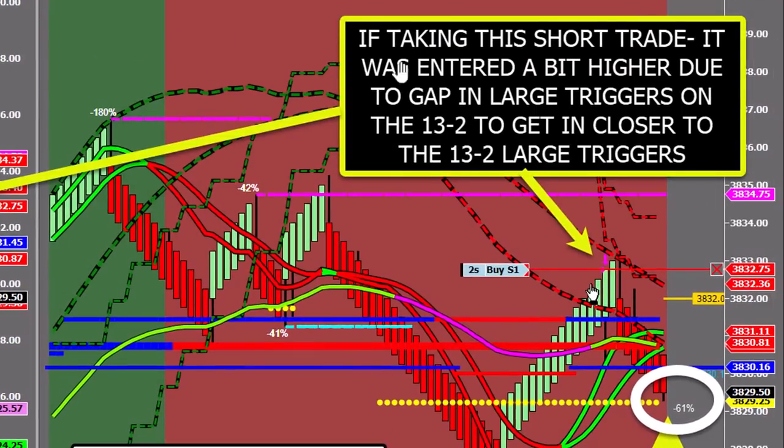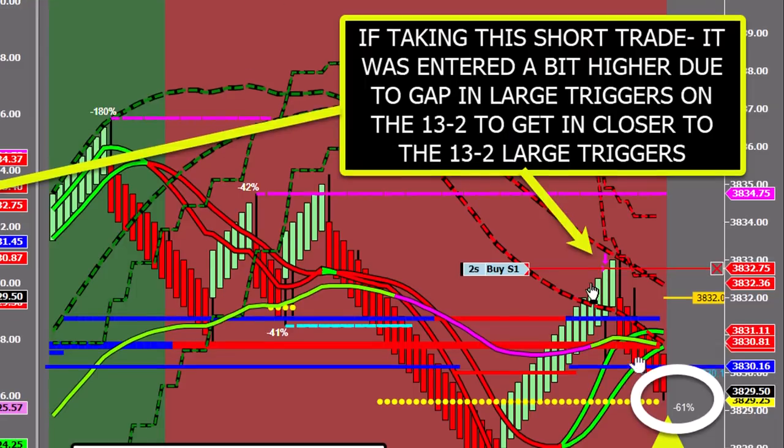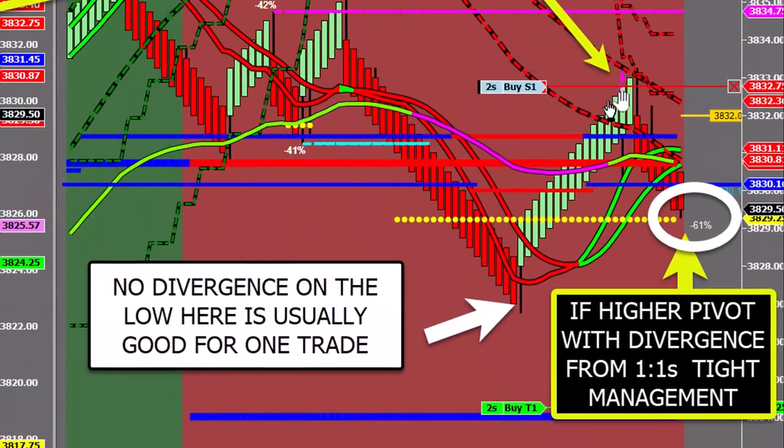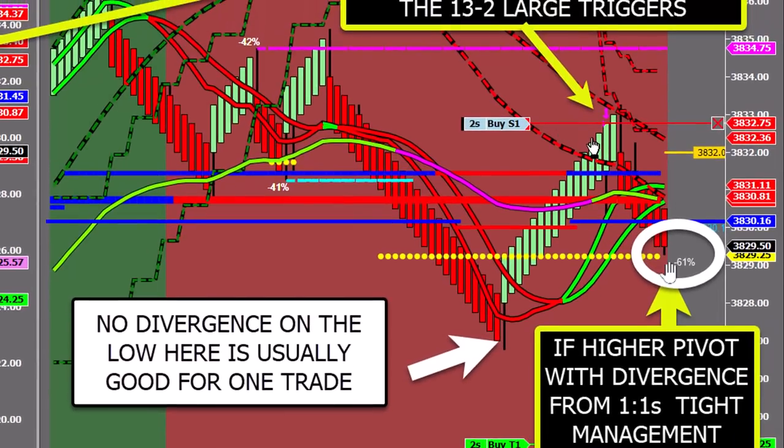Anyway, we said, look, it's worth going short once. I won't show you these words up here, but it was entered a little higher because of how far away the 13-2 triggers were. But short version is we decided to go short. There was no divergence on the low and the small triggers were outside, which is really a good look for us for taking one short. And we recognized that if the fibs 1-to-1s made a new divergence to the upside, there's no more reason to lose any money. Actually, the stop should come down another tick or two. And ultimately, this did make a higher divergence pivot.